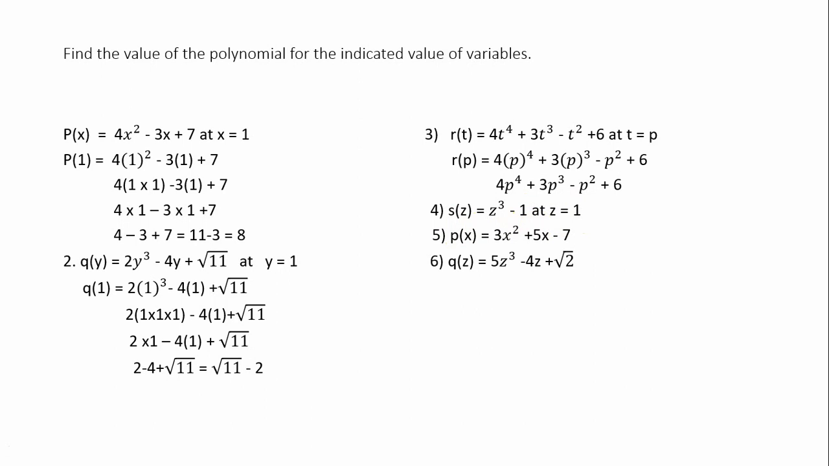Similarly, the fifth one, p of x is equal to 3x square plus 5x minus 7 at x is equal to, I did not mention. If you listen, you can do it, children. p of x is equal to 3x square plus 5x minus 7 at x is equal to 1. It is also 1 only. z is also 1, then the fifth one is also x equal to 1 only. Now p of x is equal to 3x square plus 5x minus 7 at x is equal to 1.